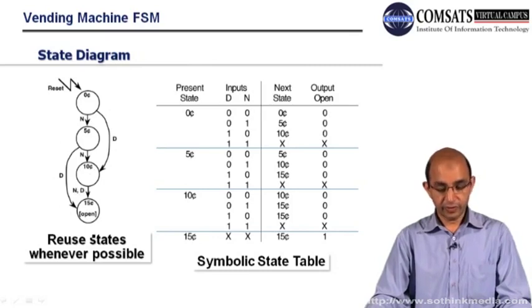Because N is for 5 cents, right? So here we will make a transition from this state to this state. You can see that this column represents the present state and these are the inputs. We can have both the coins, D and N, where N is 5 cents and D is 10 cents.